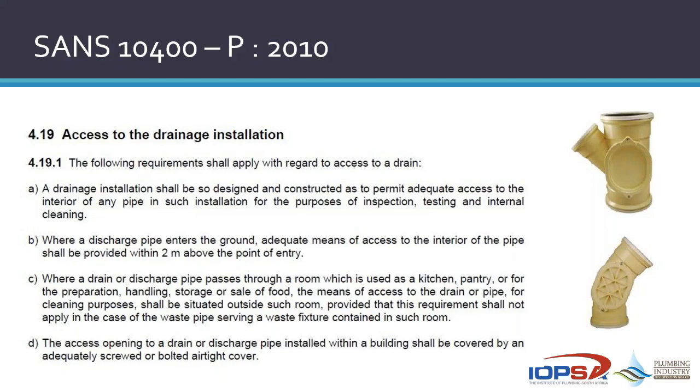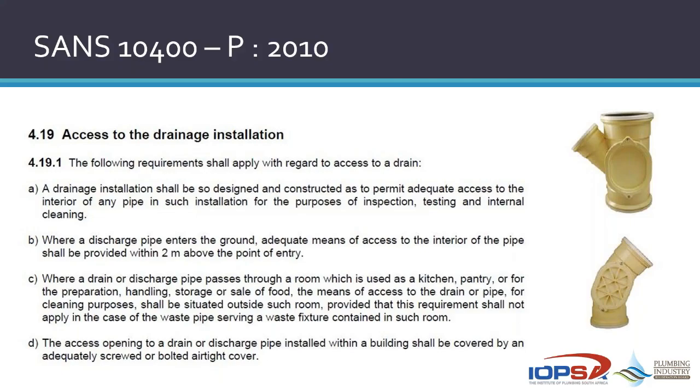Where a drain or discharge pipe passes through a room which is used as a kitchen, pantry, or for the preparation, handling, storage, or sale of food, the means of access to the drain or pipe for cleaning purposes shall be situated outside such a room. For obvious reasons, you do not want an open-ended connection to the kitchen from the drain. And then with the proviso that the requirements for this shall not apply in the case of a waste pipe serving a waste fixture contained in such a room.